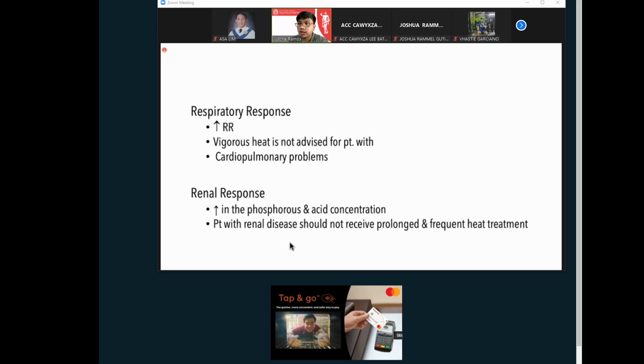So yung mga patient na nagda-dialysis, yung may mga chronic kidney diseases, you have to rule out this condition during your history taking. Okay, because it makes the blood more acidic.